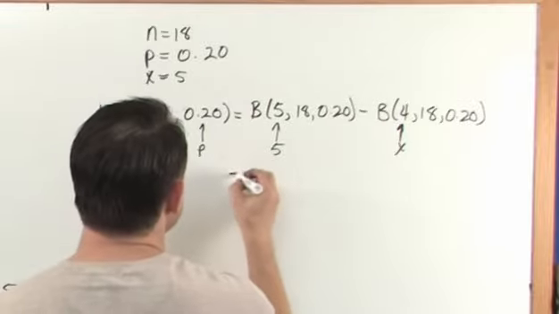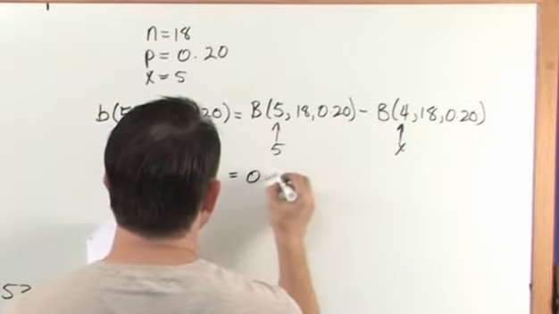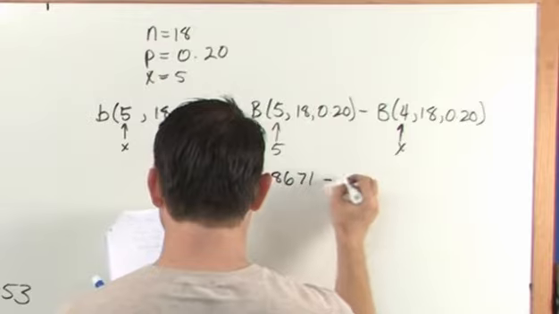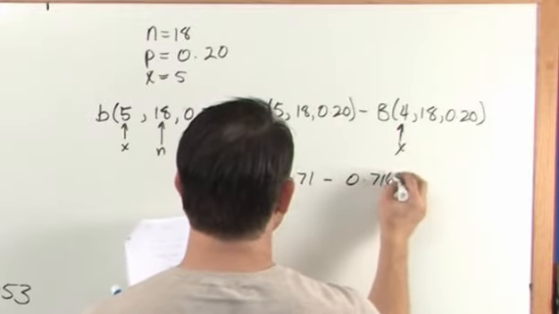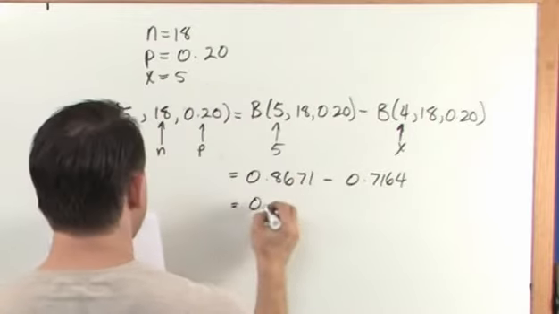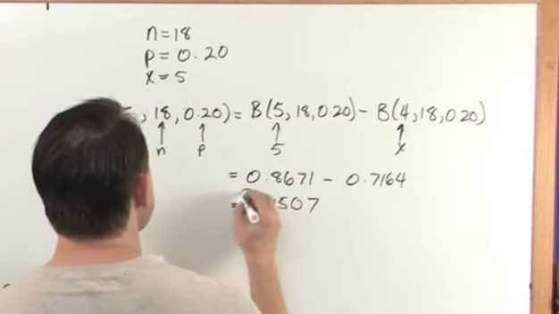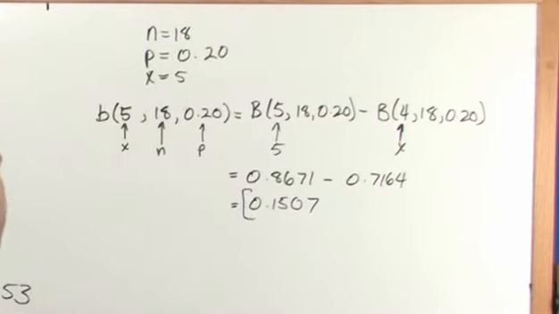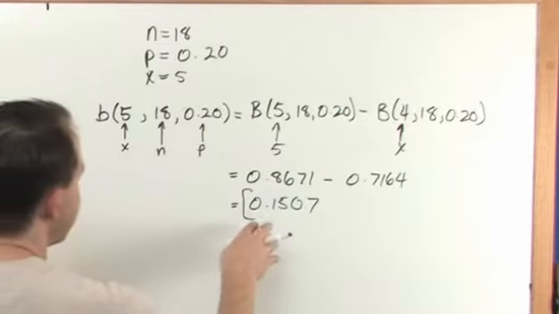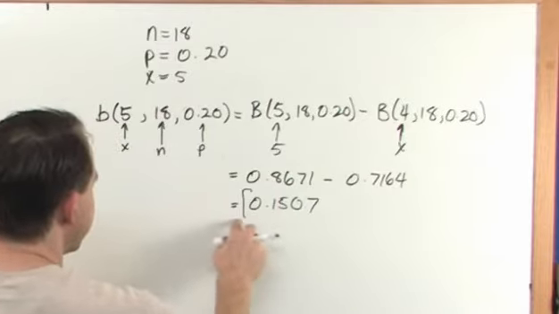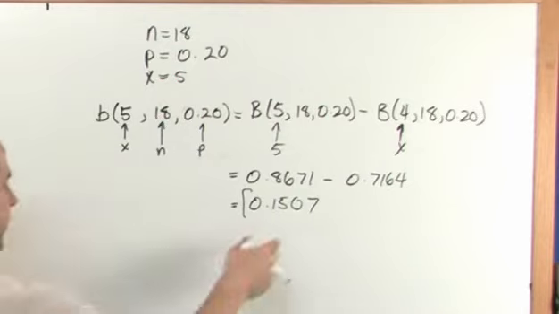So what you're going to find is 0.8671 minus 0.7164, and the difference between them is 0.1507. This is the number that you could find by looking in the other table, if you had a table big enough, if the table was constructed just to give you the values at these particular points, and then you could just do it that way.